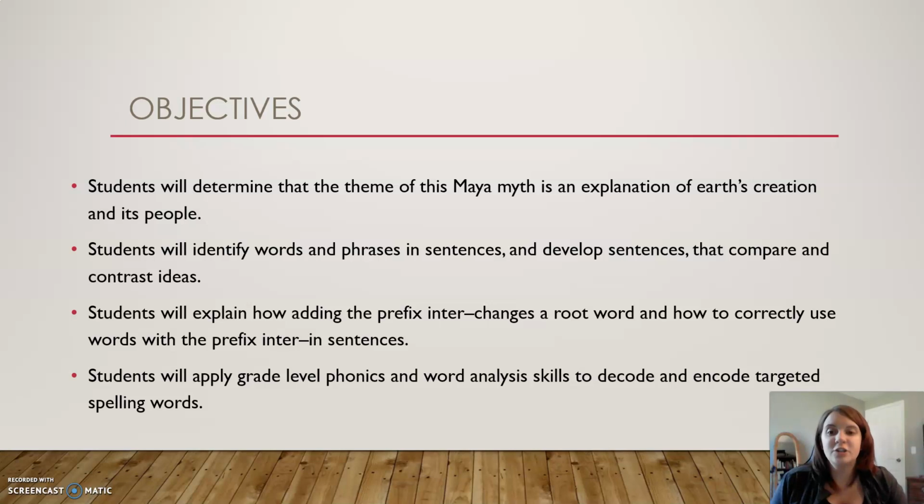Our objectives are to determine that the theme of this Maya myth is an explanation of Earth's creation and its people, to identify words or phrases in sentences and develop sentences that compare and contrast ideas, explain how adding the prefix inter changes the root word and how to correctly use that in sentences, and to decode and encode targeted spelling words.